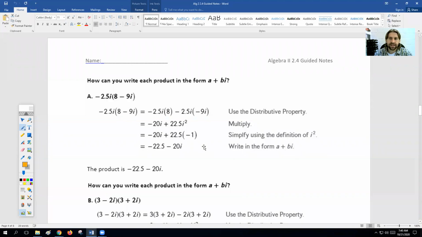So we're going to continue on the second day of the 2.4 notes. We're going to keep working with imaginary numbers and complex numbers, but our goal today is to make sure we can distribute them or multiply the complex numbers.